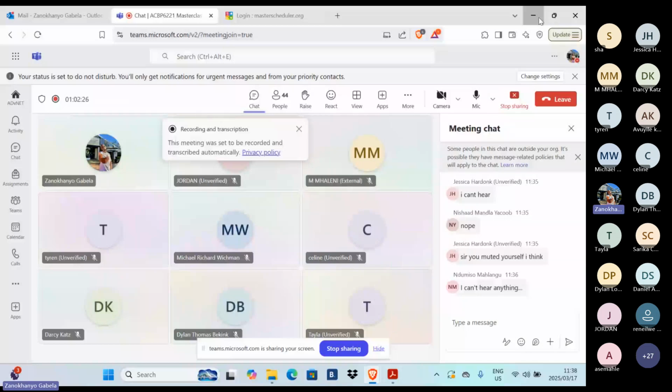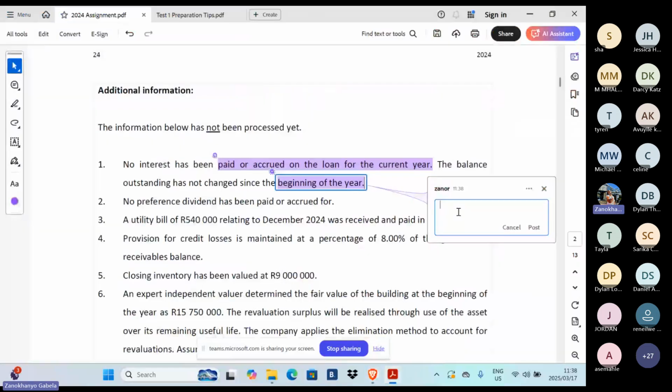Okay, I'm back. Right, and the balance outstanding has not changed. Okay, awesome. That means, is it 9 million? 9M times 9%.